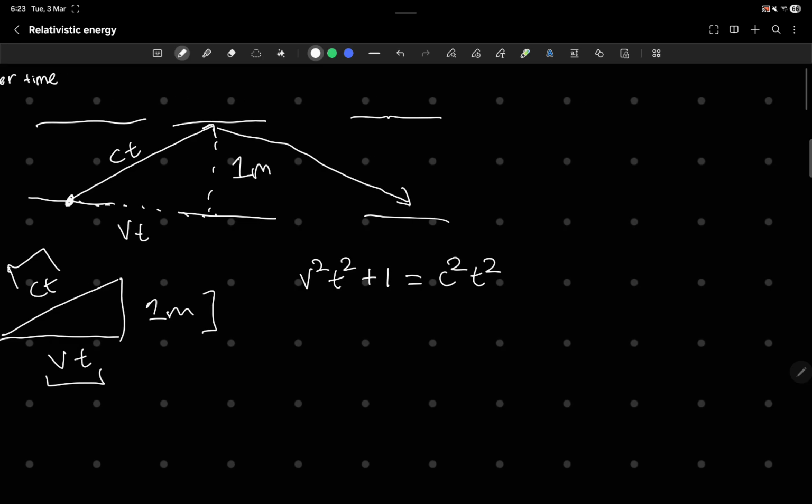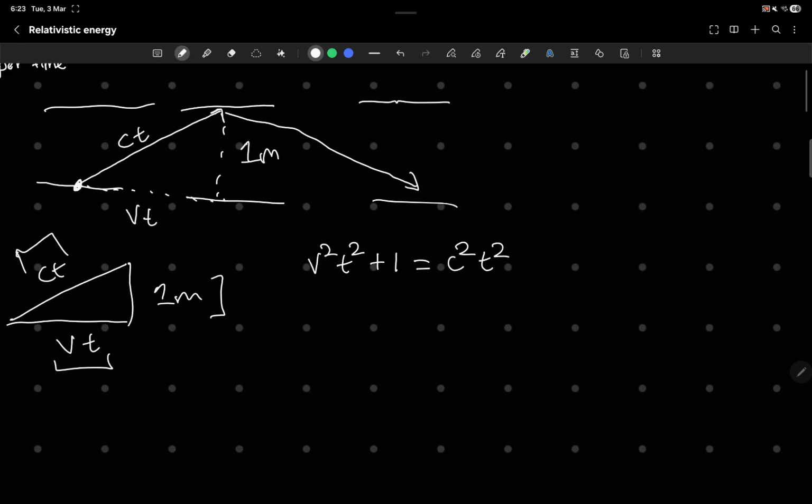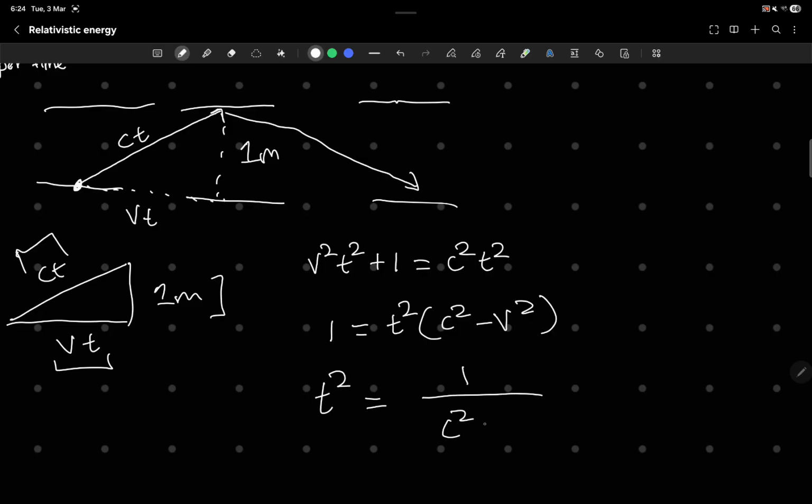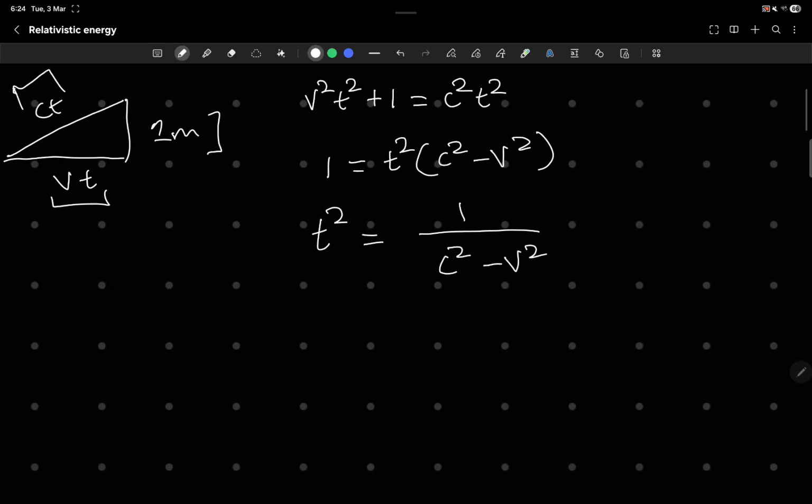And now let's try to isolate t, right? If I take the v squared term to the other side, I get 1 is equal to t squared, bracket c squared minus v squared. And so t squared will be equal to 1 over c squared minus v squared. Before we take the square root, I think it might prove convenient if we factor out a c squared in the denominator. So that's going to look like 1 over c squared, bracket 1 minus v squared upon c squared, right?